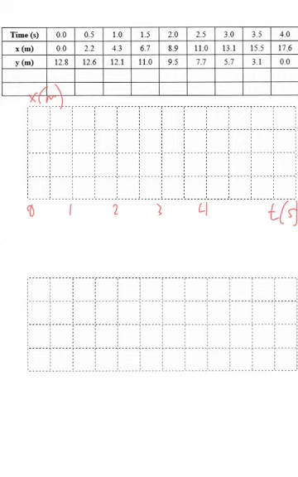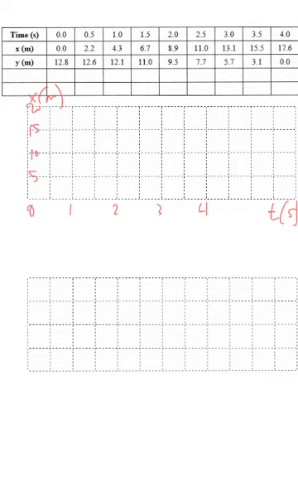And then on the vertical axis, if we look at our maximum number, it is 17.6, or since we have 4 lines on here, let's just go up by 5s up to 20. So we'll say this is 5, 10, 15, 20.